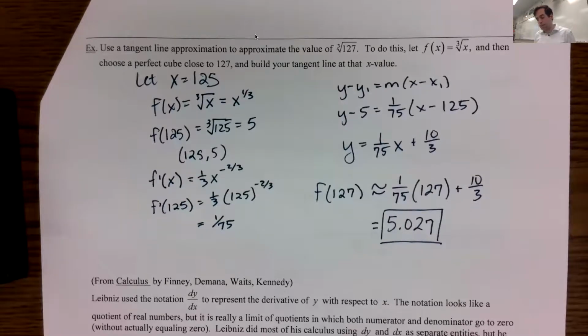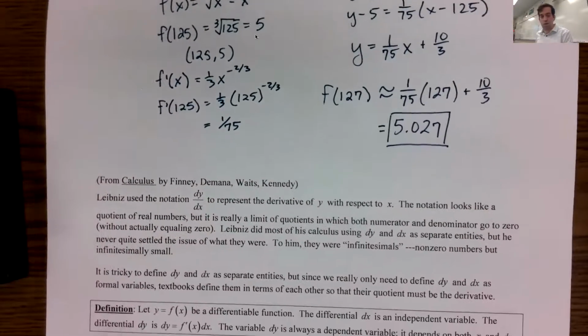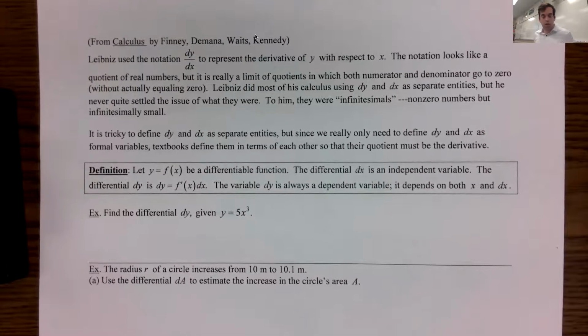All right, last thing in these notes is just an intro to the idea of a differential. And we get an intro to some of the history of this also. First of all, Leibniz used the notation dy dx, dy over dx, to represent the derivative of y with respect to x. The notation looks like a quotient of real numbers, but it is really a limit of quotients in which both the numerator and the denominator go to 0 without actually equaling 0. Leibniz did most of his calculus using dy and dx as separate entities, but he never quite settled the issue of what they were. To him, they were just infinitesimals, which are non-zero numbers, but infinitely small.